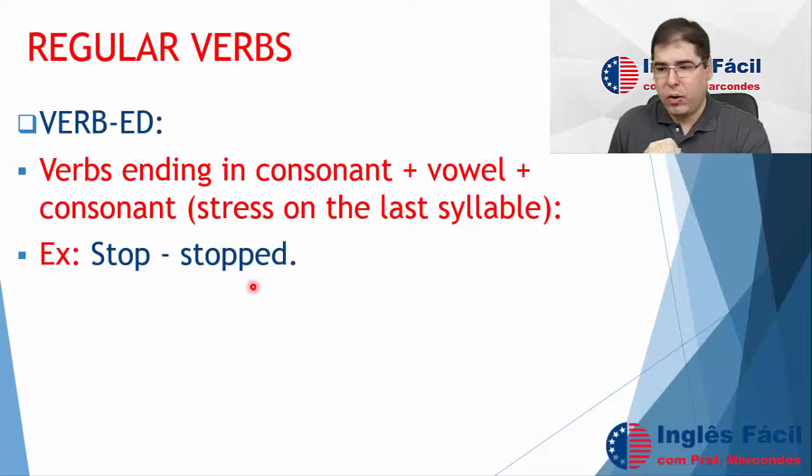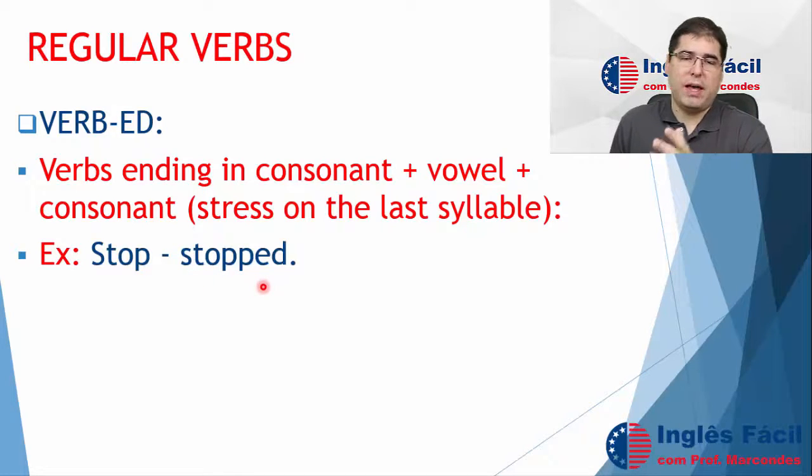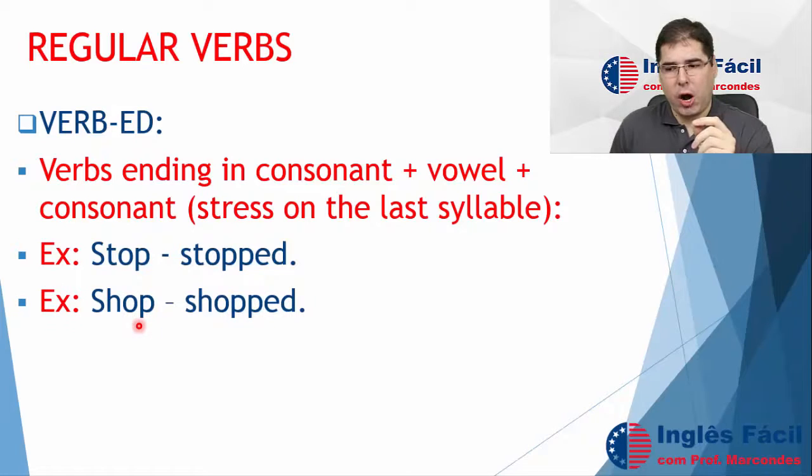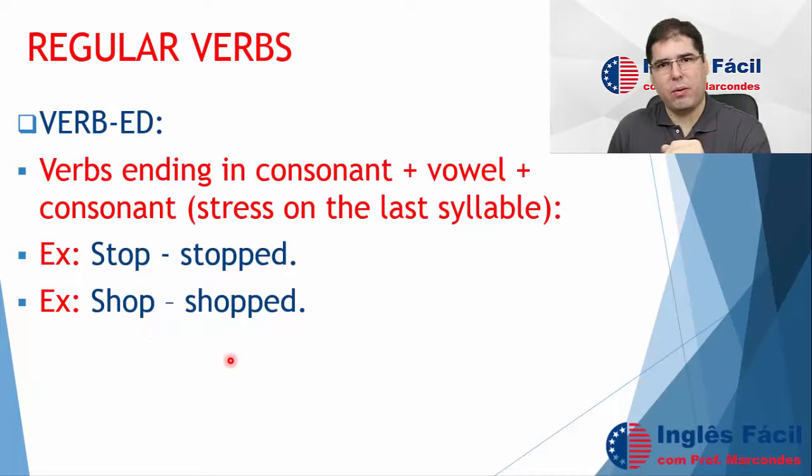Okay? This is because this word has only one syllable, as shop. So shop, shopped with double P. Okay? The same. Ends in consonant and is preceded by only one vowel.